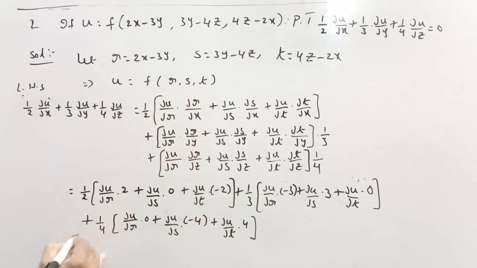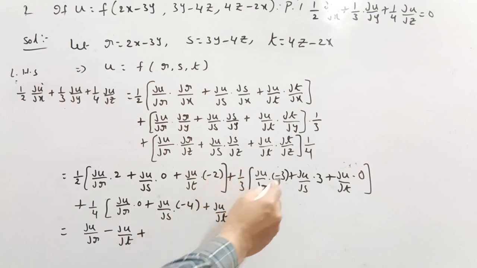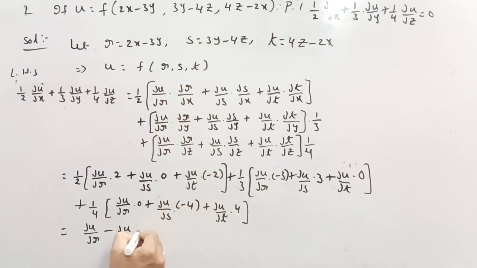Now see here, if I simplify, 1 by 2 into 2, the 2s get cancelled, I get ∂u/∂r. 0 into anything is 0. 1 by 2 into 2, minus ∂u/∂t, I am getting. Now plus 1 by 3 into 3, minus we get. 1 by 3 into 3 is how much? Minus ∂u/∂r, plus ∂u/∂s.